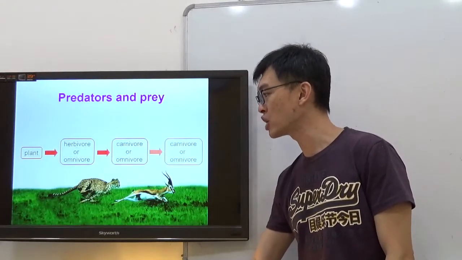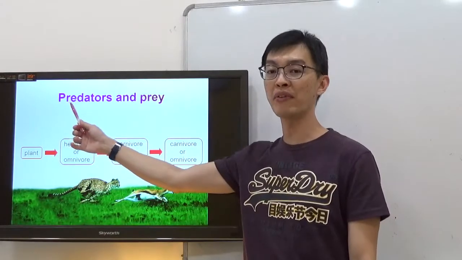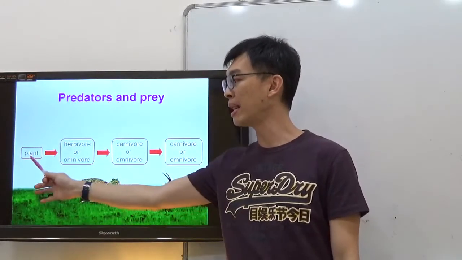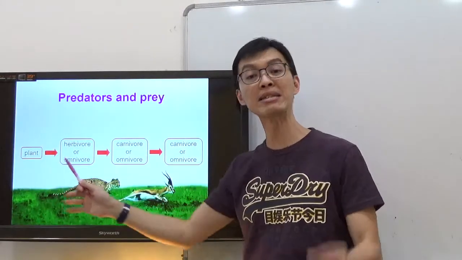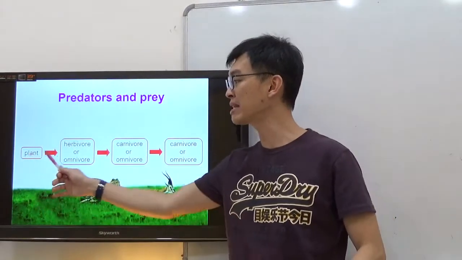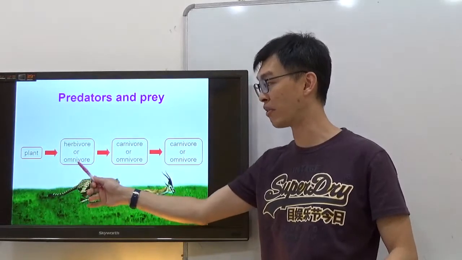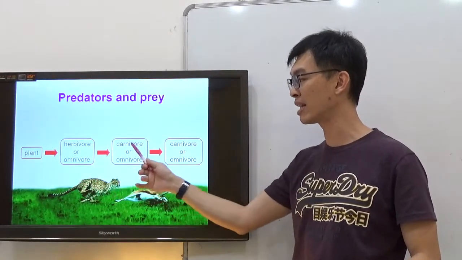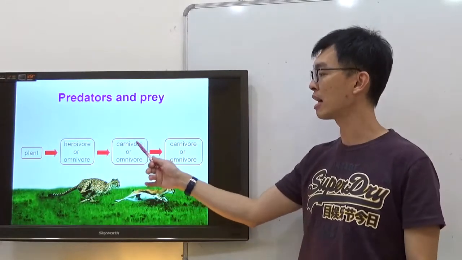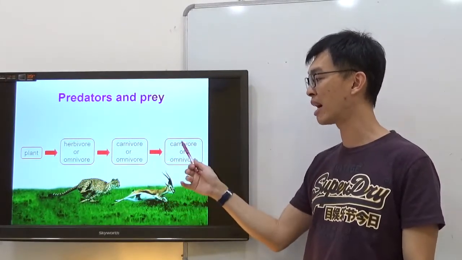Now let's take a look at this chart here. Now, we are referring to predators and prey. Now, plants is eaten by, remember this arrow means eaten by. So, plant is eaten by herbivore or omnivores. Now, herbivore or omnivore is eaten by carnivore or omnivore. Carnivore or omnivore is eaten by carnivore or omnivore.